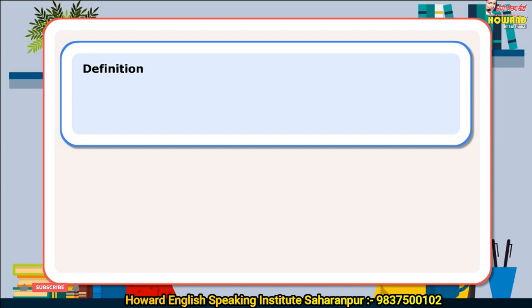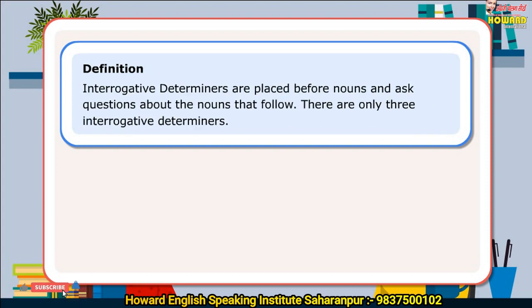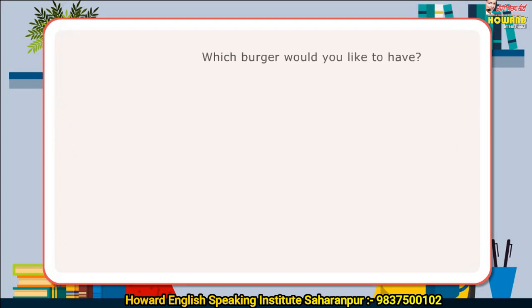Definition. Interrogative determiners are placed before nouns and ask questions about the nouns that follow. There are only 3 interrogative determiners. Let us look at a few sentences.